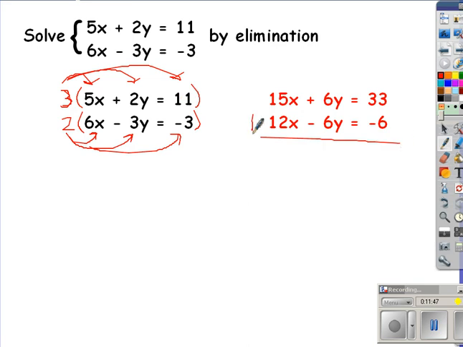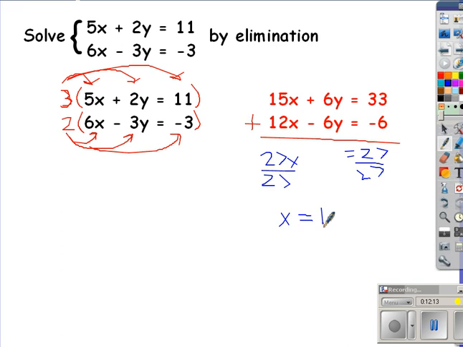So I'm going to add these together. 15x plus 12x ends up being 27x. 6y minus 6y, 0. They eliminate themselves. 33 minus 6 ends up being 27. Divide both sides by 27. And x ends up equaling 1.